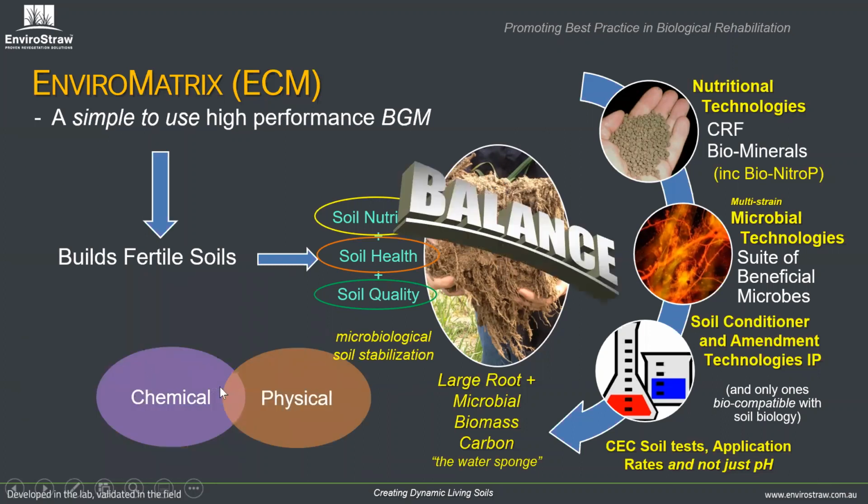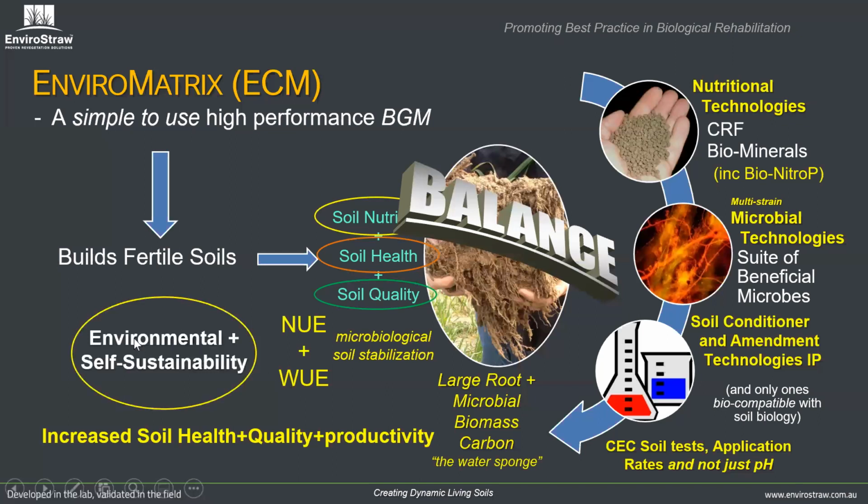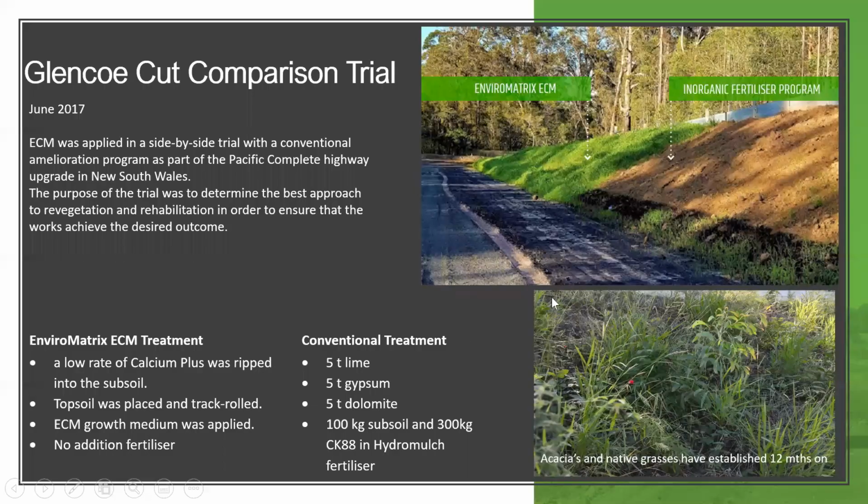And so we look at balancing the chemical and physical systems as well as the biological parts of the soil. And this leads to increased soil health, soil quality, and productivity. Ultimately, we get improved nutrient use efficiency and water use efficiency, which leads to this environmental and self-sustainability. So we've done a huge amount of research in the real world, looking at comparison between the Enviromatrix compared to inorganic fertilizer, Hydromulch programs.